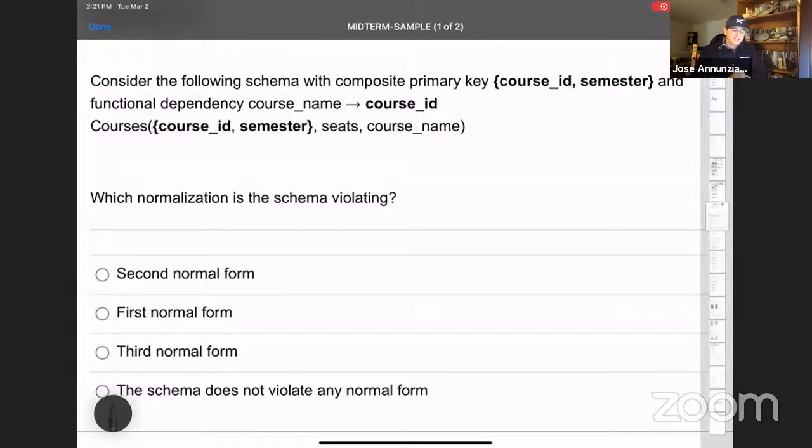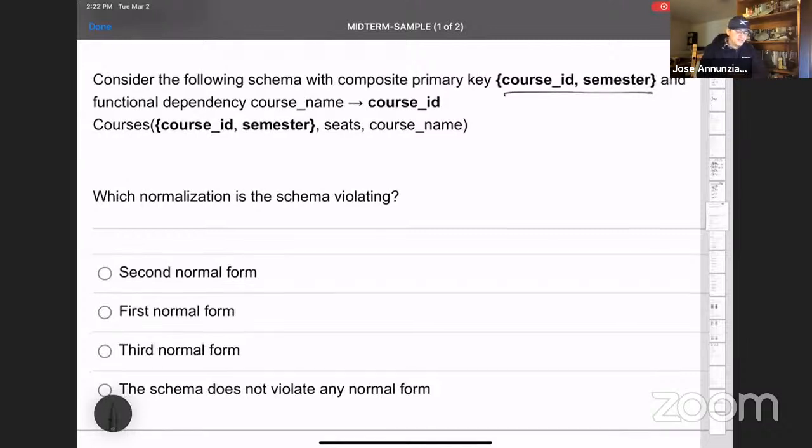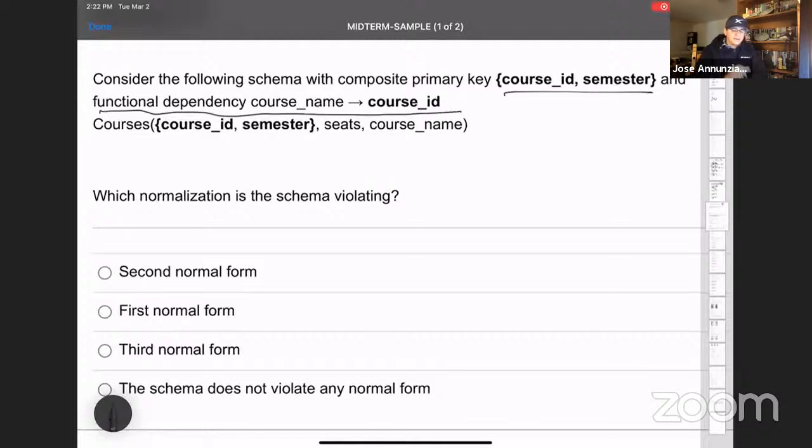So we said consider the following schema with composite keys, course ID and semester, with functional dependency: course ID determines course name. We didn't cover functional dependencies formally, although we did talk about dependencies in general, that fields depending on each other was bad. We did say that all the fields should only depend on the primary key, or the composite key, but never should they depend on each other. And they should not only depend on the key, they should depend on the whole key.